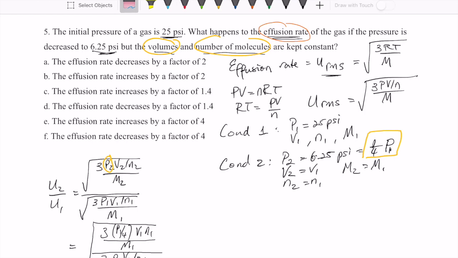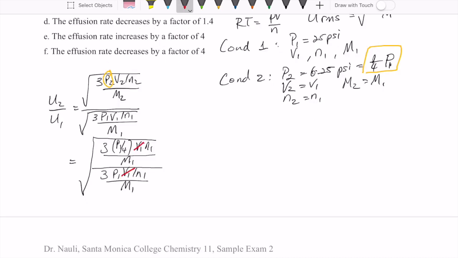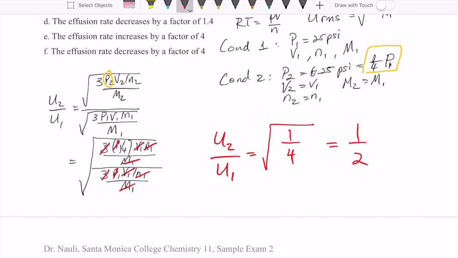The reason I'm writing it this way, of course, is because it allows us to easily see that some of these variables can be canceled. So our volumes go away, our number of moles go away, our M1, molar mass, goes away, and you can see even the P1 and the 3 disappear. So when we reduce everything down, it ends up just being the square root of 1 over 4, which is of course just 1/2. So what that tells us is that U2 is 1/2 of U1.